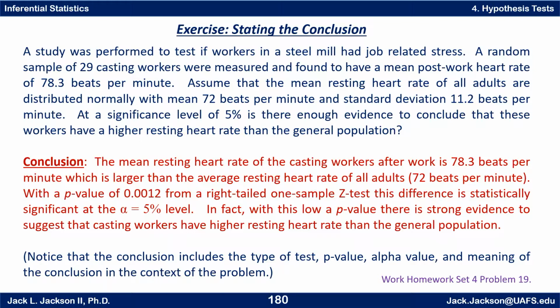The mean resting heart rate of casting workers after work is 78.3 beats per minute, which is larger than the average resting heart rate of all adults, 72 beats per minute. With a p-value of 0.0012 from a right-tailed one-sample z-test, this difference is statistically significant at the alpha equals 5% level. In fact, with this low a p-value, there is strong evidence to suggest that casting workers have higher resting heart rate than the general population. Notice that this conclusion includes the type of test, the p-value, the alpha value, and the meaning of the conclusion in the context of the problem.